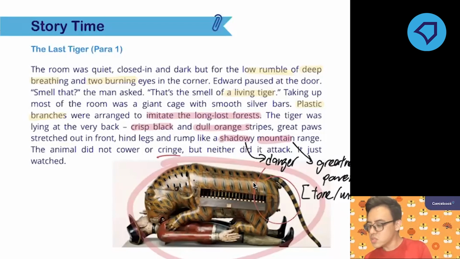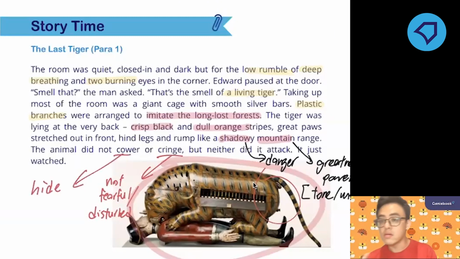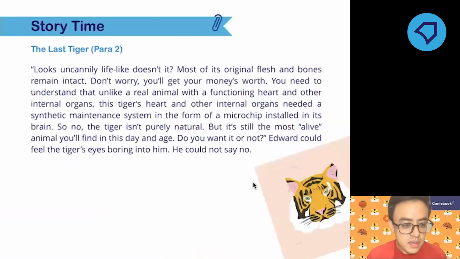Cringe means to go like that, that means it wasn't fearful or it wasn't disturbed, not fearful. And it is also not disturbed. Sorry, my handwriting. Okay, it was not fearful, it was not disturbed, it didn't cringe, it didn't cower. Cower means to hide. So we know that this tiger is very calm. Okay, now paragraph 2, cringe is to cringe, like, humans, yucks.